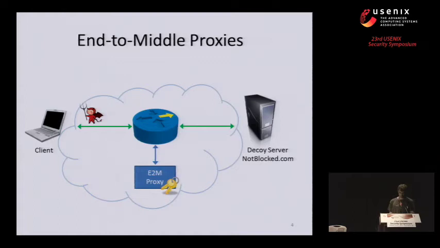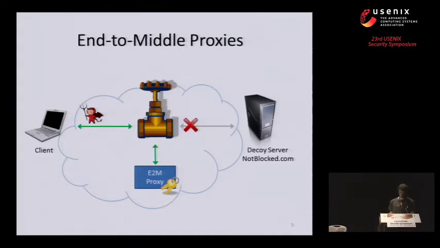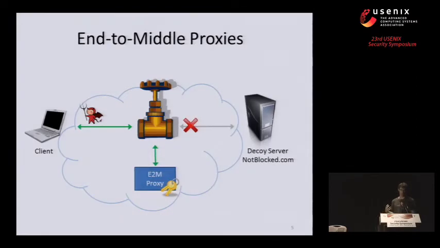cannot see. And when the end-to-middle proxy sees one of these specially tagged connections, it uses an inline flow diverting or blocking device to cut off the connection with the true decoy server and pretend to be the decoy server in place. And so now the client and the end-to-middle proxy are talking as if the client is talking to the decoy server, and the client can use the proxy as it would a normal proxy. And to the censor, this looks like the client is still just talking to the decoy server.